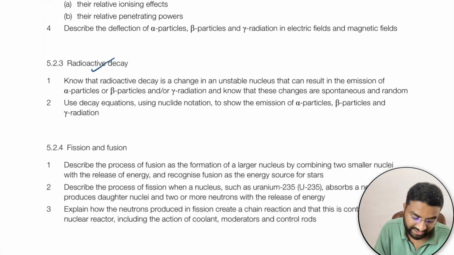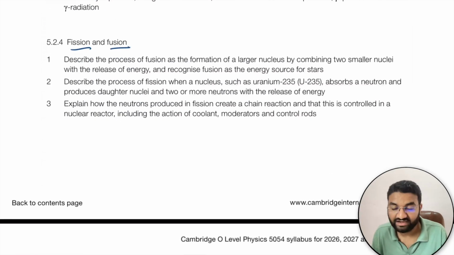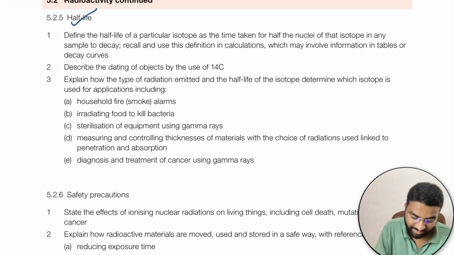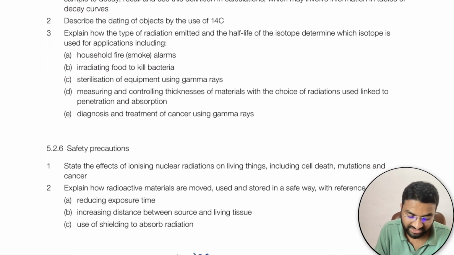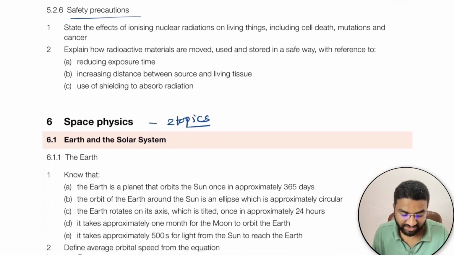Next, radioactive decay, and the fusion and fission processes are also there. Their definitions you have to understand. Then the next one is the half-life concept, and lastly we have to understand the safety measures required for nuclear radiation. These are the parts for the nuclear physics section.